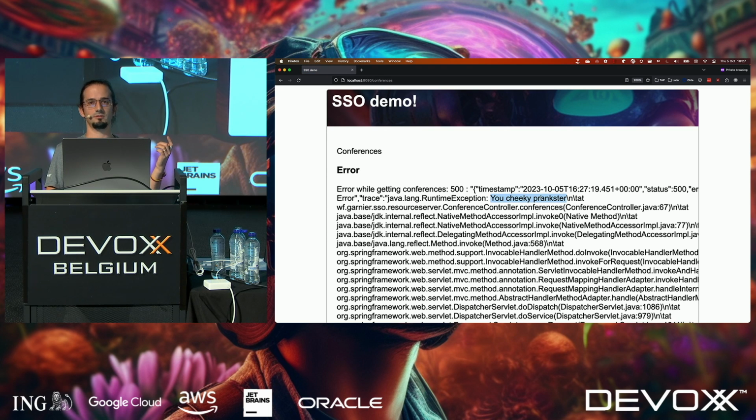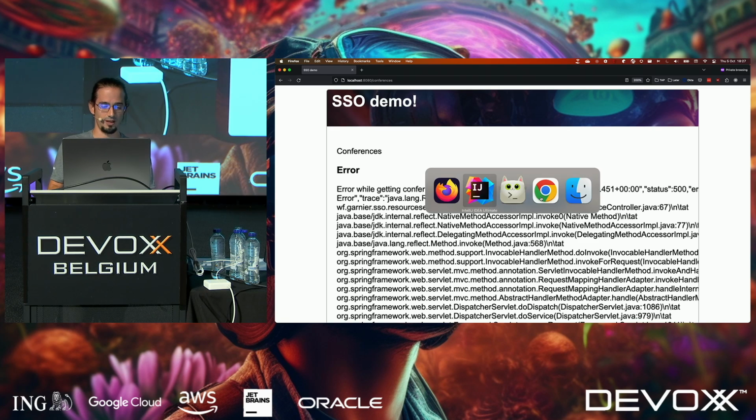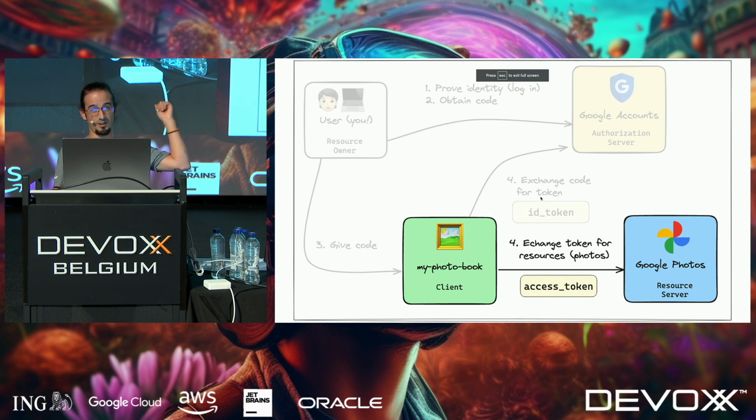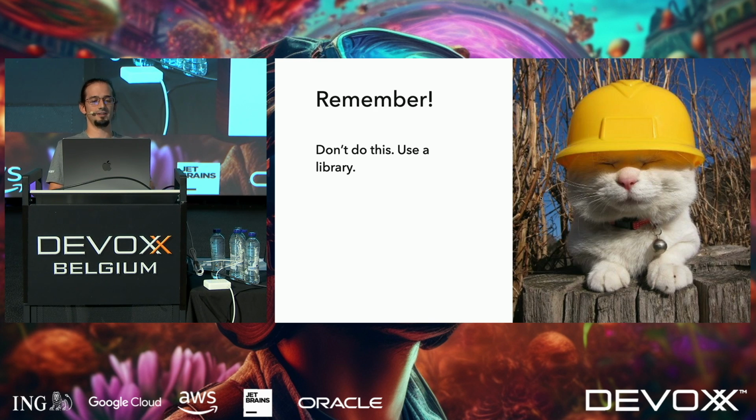You cheeky prankster. Okay? So in 50 minutes, we have implemented the authorization code flow with which we have obtained an ID token. We have implemented the authorization code flow with the access token that we send to a resource server that validates it. Remember, do not do this, ever. Use a library that has many stars on GitHub, because that's a good sign of security. If you use Spring Security, it is your go-to library.